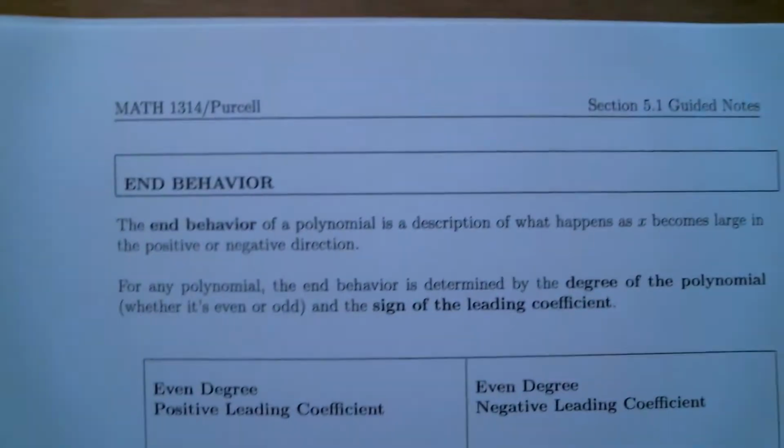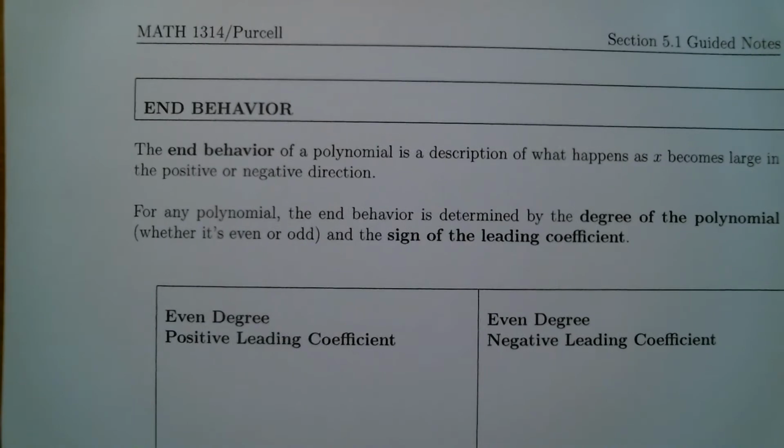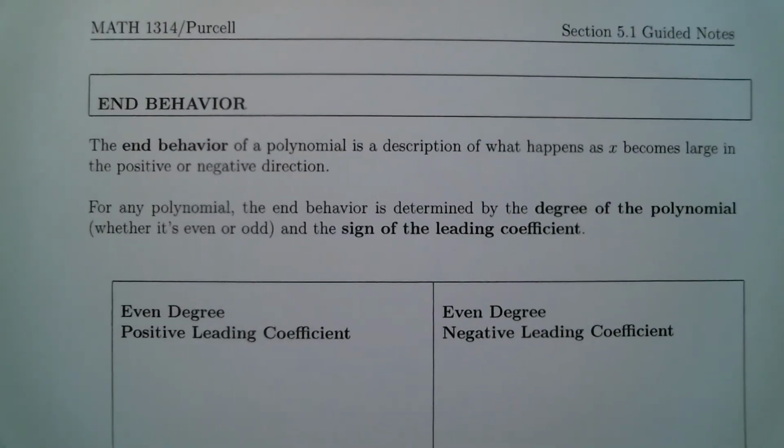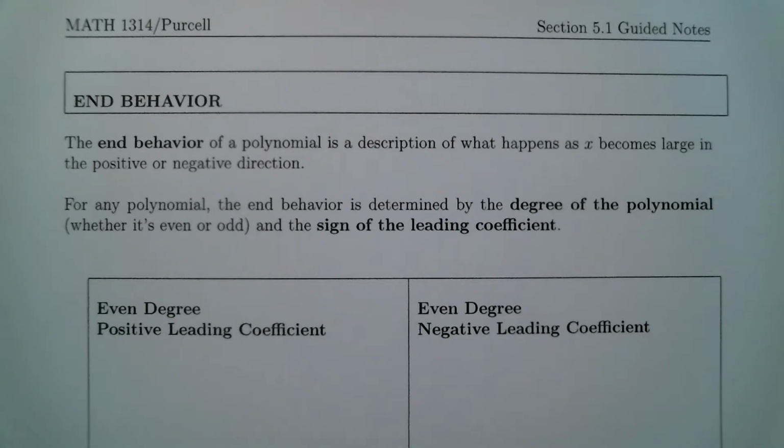Let me get this together. All right, so this is page 4, and the entire page is about end behavior. The end behavior of a polynomial is a description of what happens as x becomes large in the positive or negative direction. So basically it's kind of like what's happening at the endpoints.